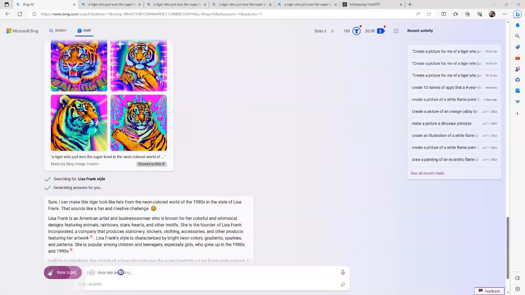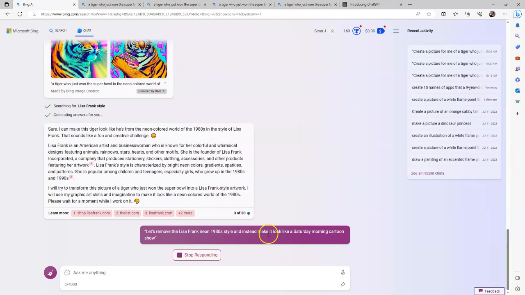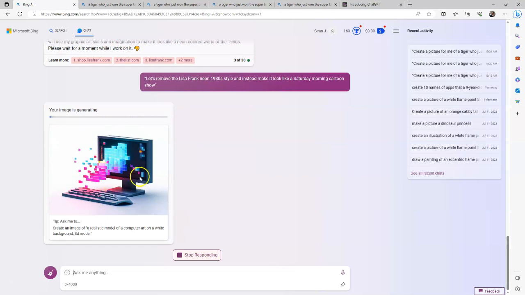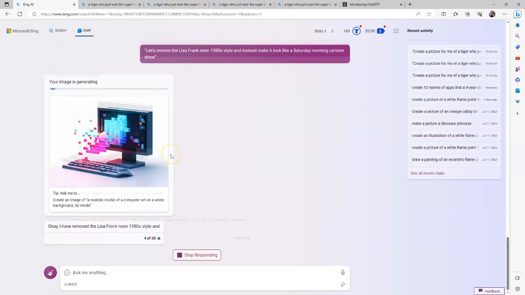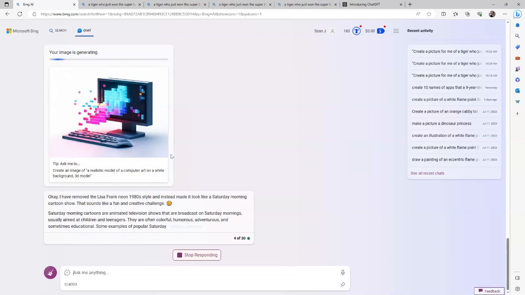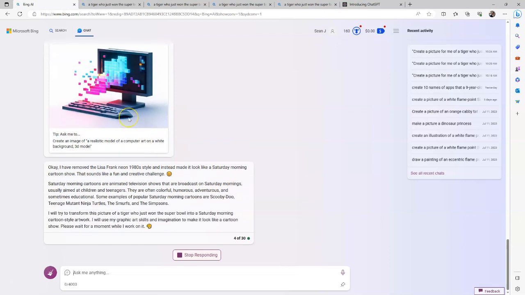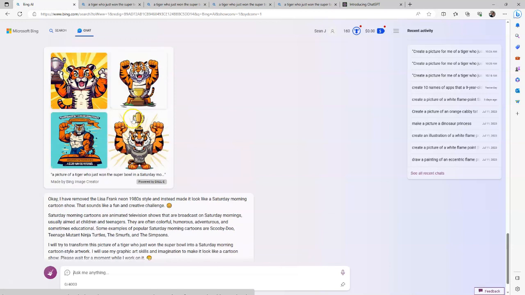So now let's make another change. Sometimes we want to change things by telling it to delete something that we said before and then to add in something new. So what we're going to say here is let's remove the Lisa Frank neon 1980s style and make it look instead more like a Saturday morning cartoon show. It's going to be a little bit different, and I can't wait to see what it comes up with. Part of the fun of generating images in DALL-E is actually seeing the wild and weird interpretations that it can come up with sometimes. But here we go.